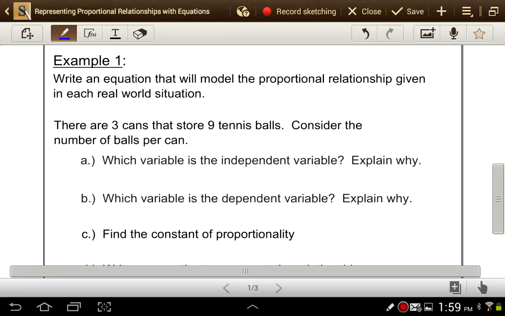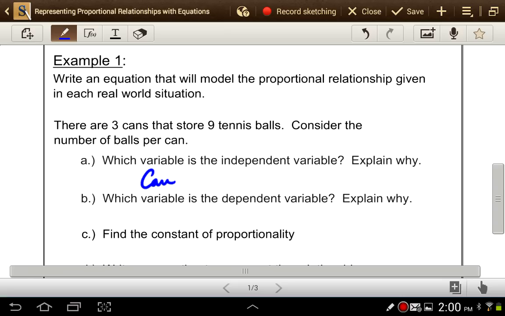So 5 miles per hour, the hours would be our independent variable because the hours is determining how many miles we drive, because it's miles per the hour. So the second part of the per in our unit rate is our independent variable. The first part is our dependent variable. So when we're considering the number of balls per can, our independent variable is going to be our cans.